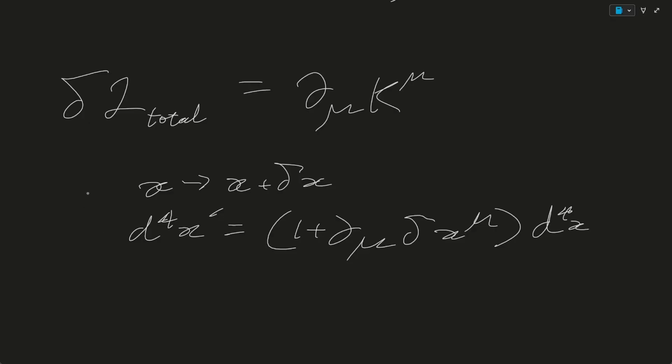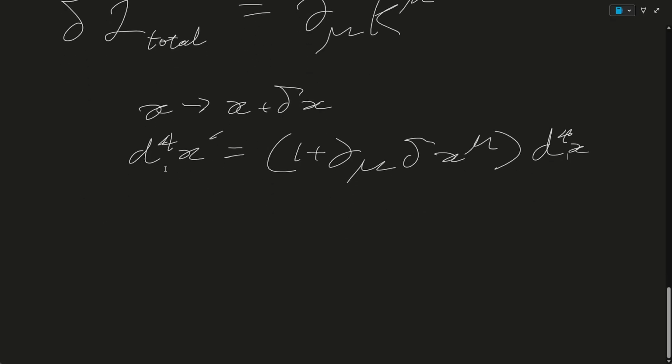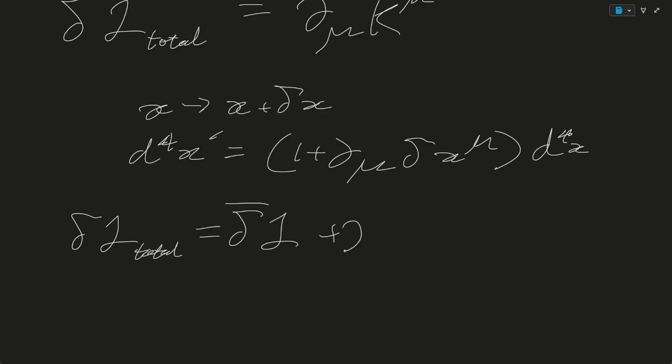d4x, this is our new metric. And so we can substitute this back in, and we have that the total change is going to be our absolute intrinsic change, delta bar of the Lagrangian, plus, and we can pull this out now, the derivative with respect to mu of the Lagrangian density times our delta x to the mu.